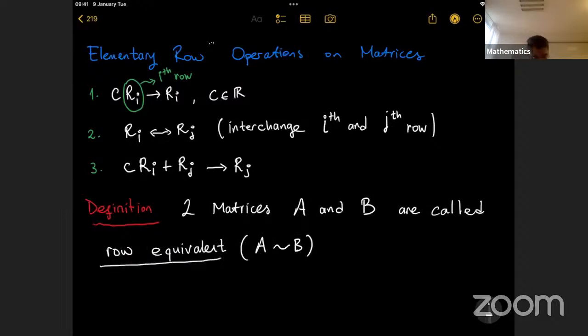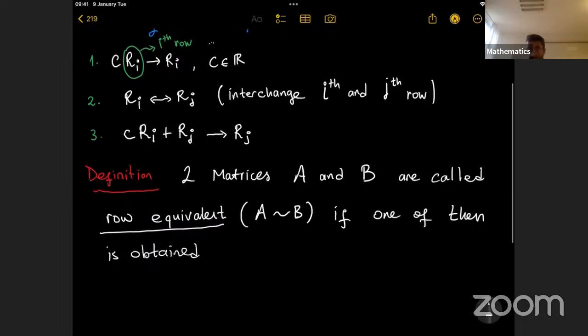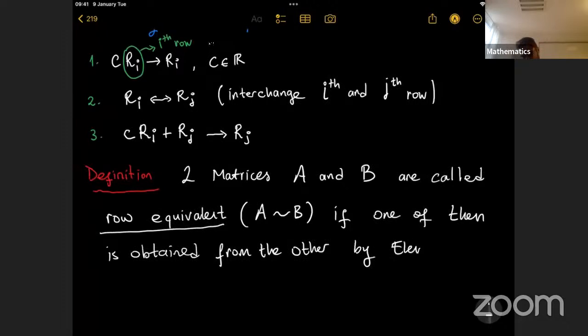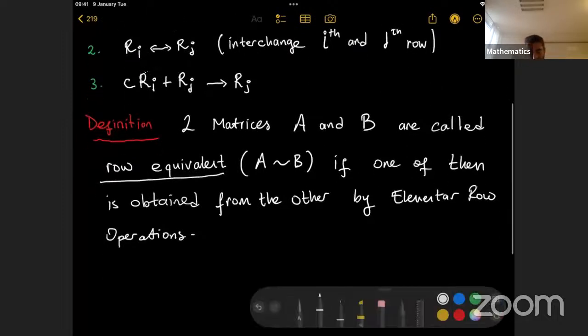They are row equivalent if one of them is obtained from the other one by applying elementary row operations. Okay. Let me give an example, a simple example.